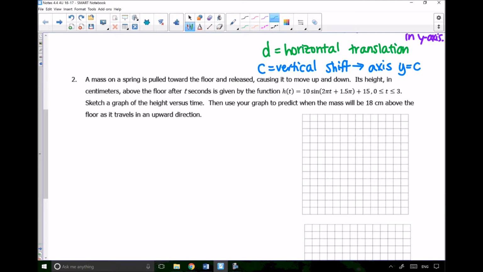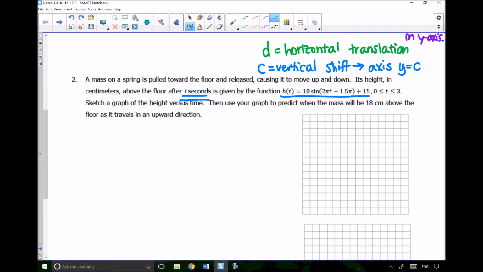All right, so let's apply this information to a real-life example. So it says that a mass on a spring is pulled toward the floor and released, causing it to move up and down. So we know if we have our spring, it's going to go down and then it's going to go back up. So if I were to model it with time, it would look like something similar to this, okay? Its height in centimeters above the floor after t seconds, so t stands for time, is given by this function h of t equals 10 sine of 2 pi t plus 1.5 pi plus 15.